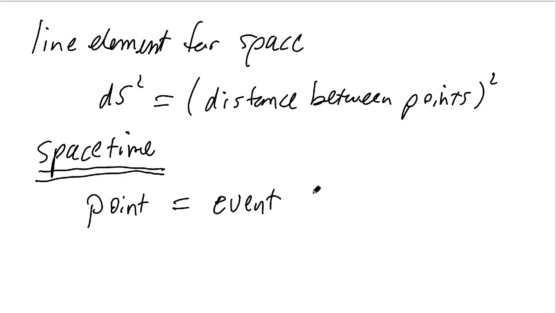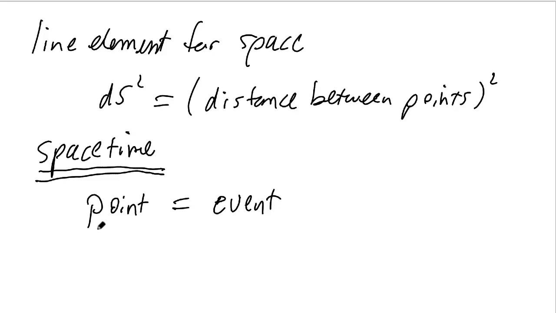A point in space-time is an event. So it's something that happens at a particular spatial location at a particular time. For example, if you clap your hands together, that hand clap occurs at a particular place in space and at a particular time. That's referred to as an event. So the interpretation of the line element for space-time is a little bit more complicated than it is for space.